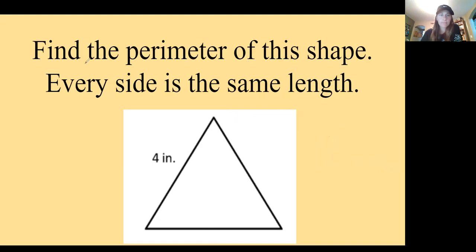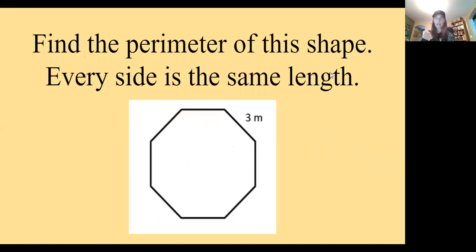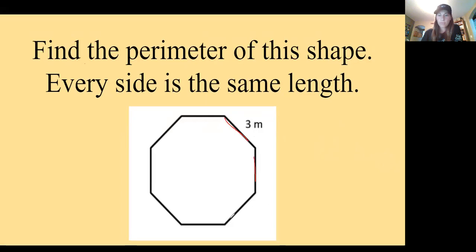All right. Let's move on to the next slide. Find the perimeter of this shape. Every side is the same length. So now we need to count our sides. 1, 2, 3, 4, 5, 6, 7, 8. So there are 8 sides. Every side is 3 meters. There are 8 sides and every side is 3 meters. So what is the perimeter? See if you can solve this one.